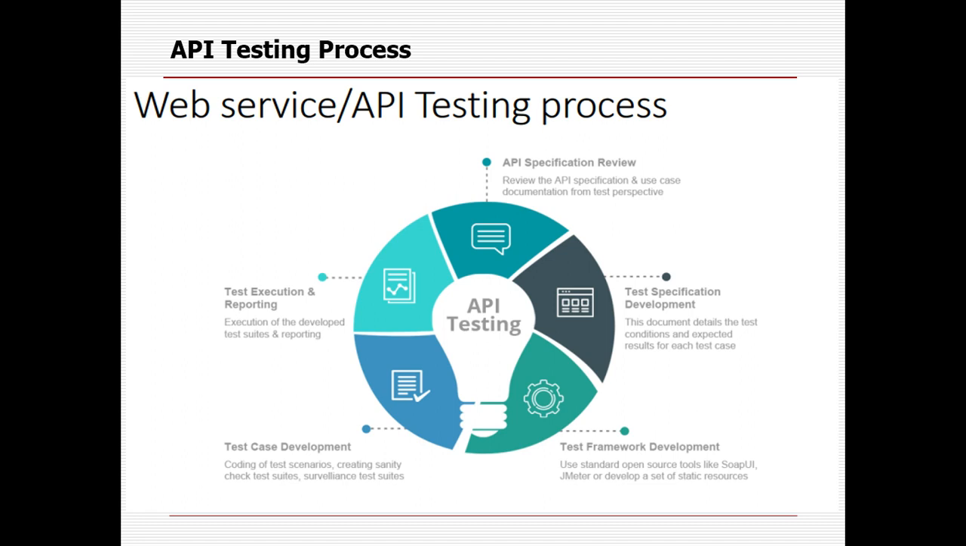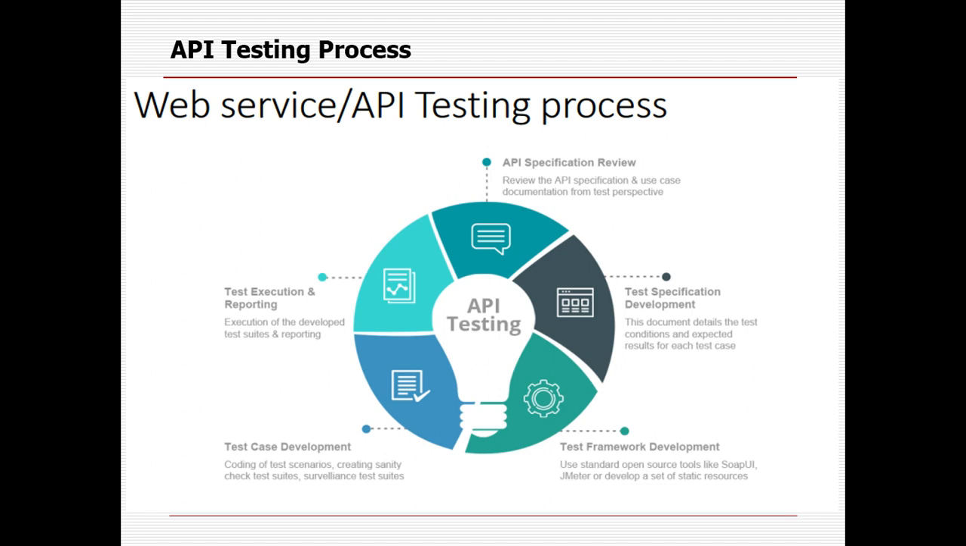Then we need to develop some framework, so it is test framework development. Use standard open source tools like SoapUI and JMeter to develop a set of static resources, right? The next API testing process is test case development. Once you have already designed the framework, we need to identify what different API test cases need to be automated, right? So we do coding of the test scenarios, creating sanity checks for the test scenarios, a surveillance test suite, and validating the precondition assertions. All this stuff we need to do for test case development.